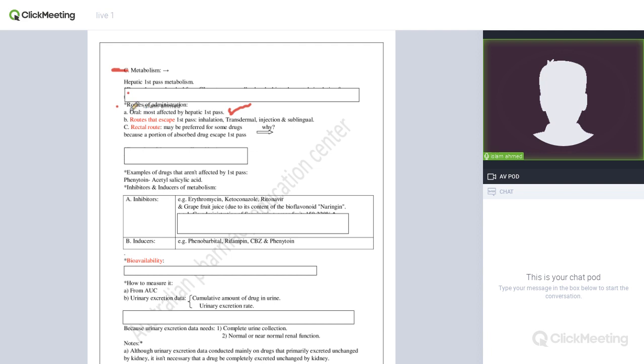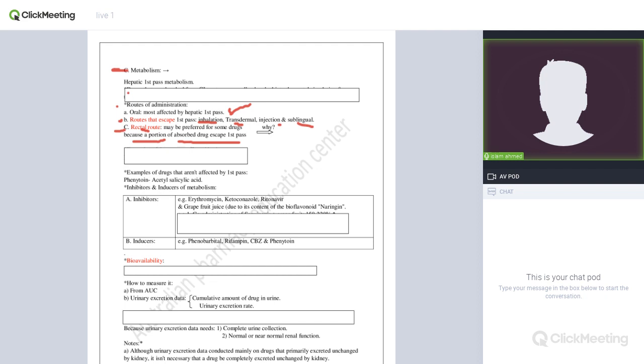By the way, any medication that has been administered orally is metabolized first, then distributed. However, there are some medications that skip the metabolism process. The first one is inhalation, then transdermal patches, injections, and sublingual. Also the rectal route: some proportion of the medication is absorbed and acts, skipping the first pass effect.